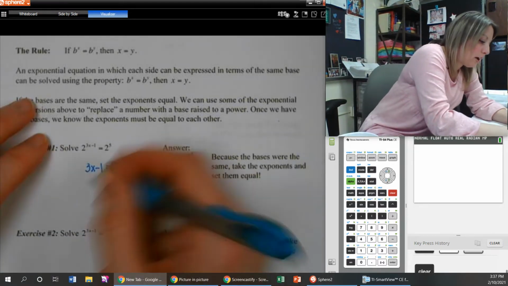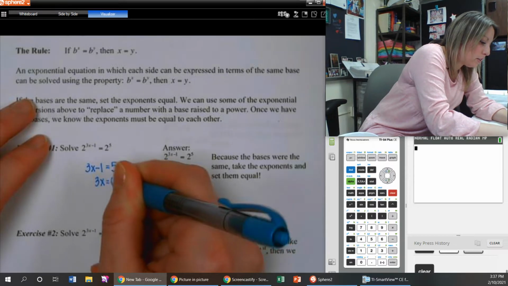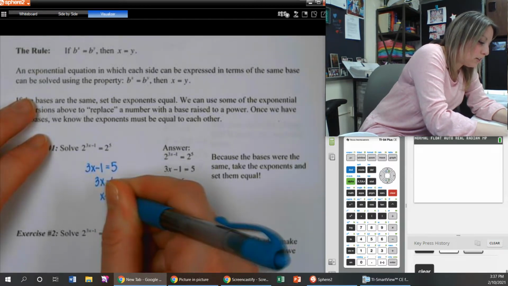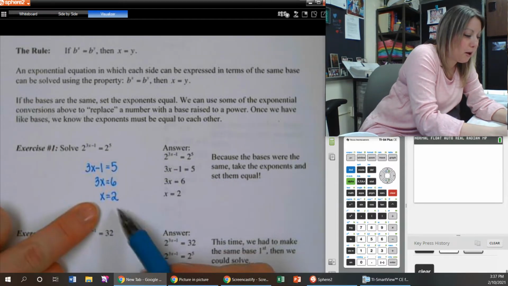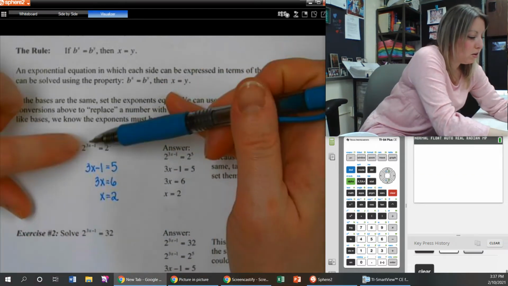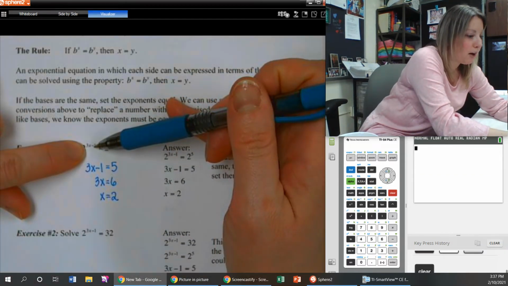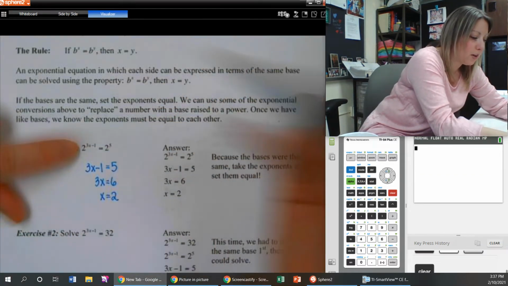Add 1 to both sides, you get 3x equals 6. And divide both sides by 3, you get x equals 2. Let's think about that. 3 times 2 is 6. 6 minus 1 is 5. 2 to the 5th equals 2 to the 5th. There you go.